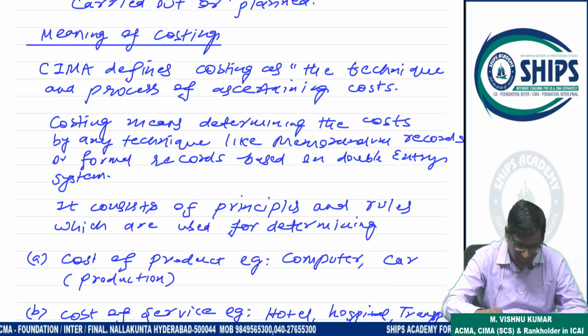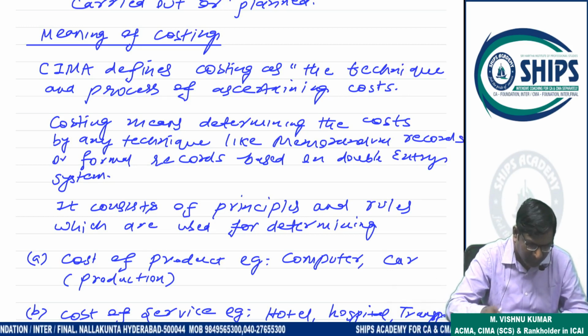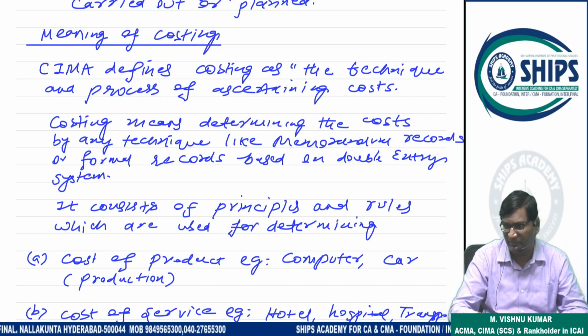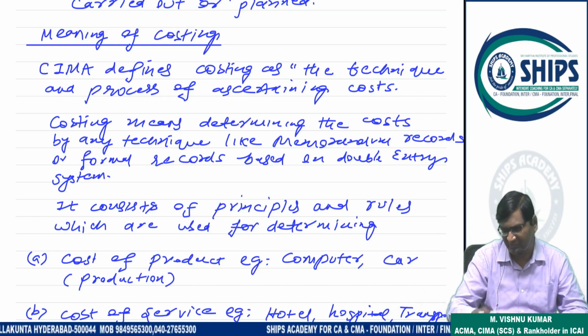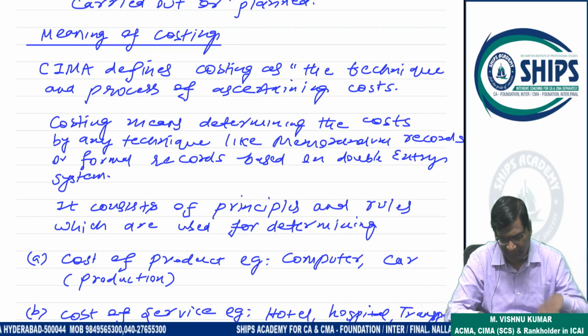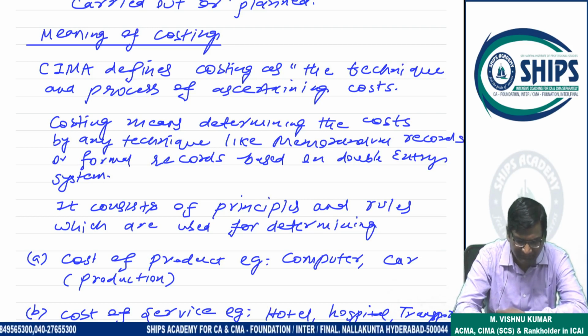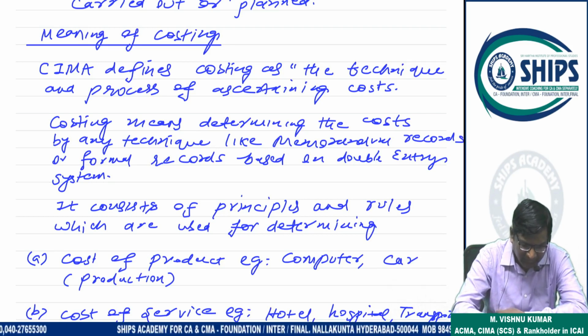Okay, so here in the CIMA London definition, they use the word process also. Process means procedure or process. Okay, so CIMA defines costing as the technique and process of ascertaining the cost. Okay, so this is the meaning of costing. Clear?